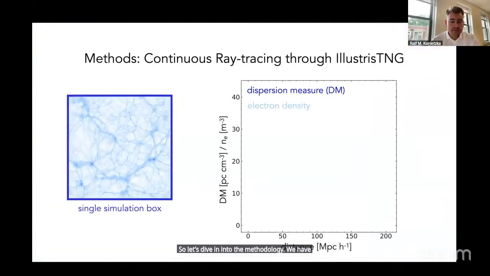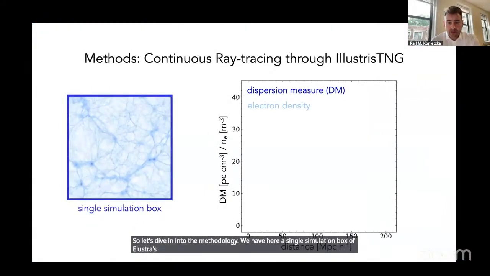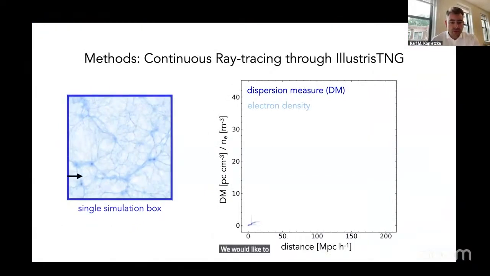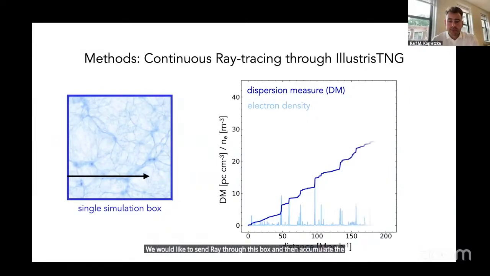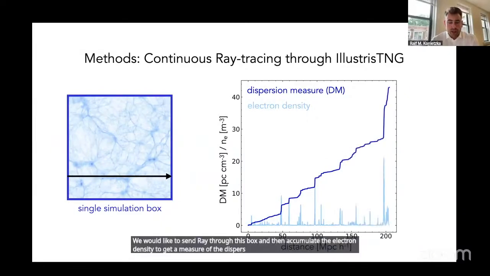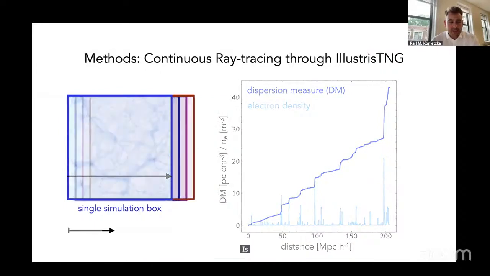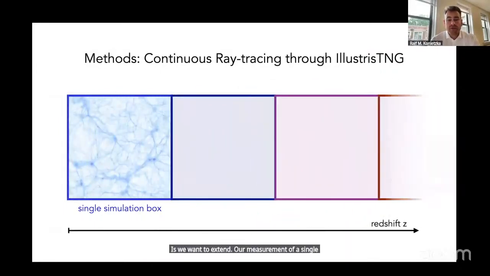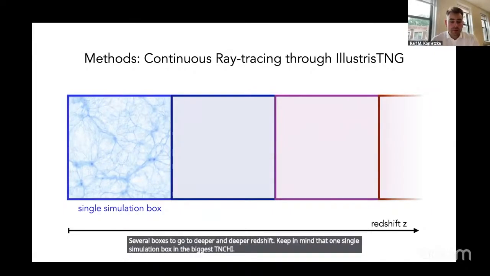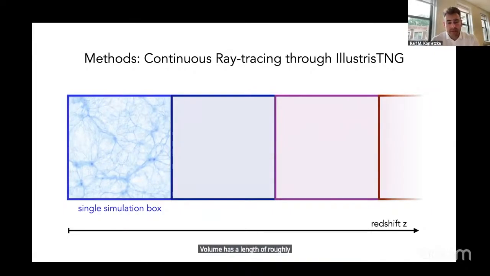We have here a single simulation box of IllustrisTNG, and what we would like to do is send rays through this box and then accumulate the electron density to get a measure of the dispersion measure. Once we have done so, and I will describe the details soon, we want to extend our measurement of a single box to several boxes to go to deeper and deeper redshift. Keep in mind that one single simulation box in the biggest TNG volume has a length of roughly 300 megaparsecs, while we want to go to a redshift of over 5, to more than 5,000 megaparsecs.